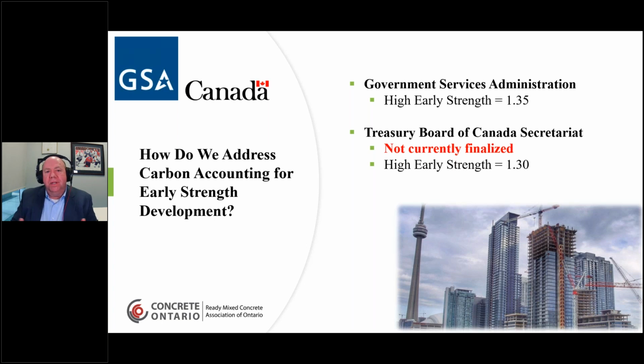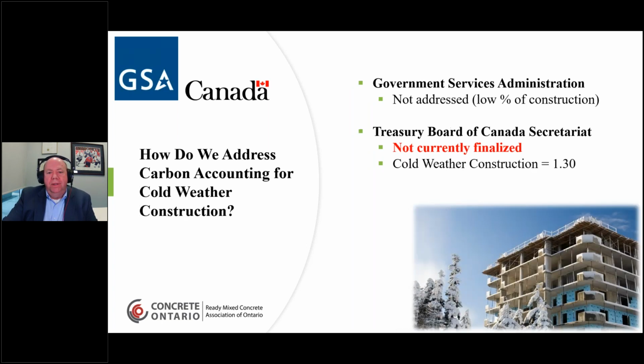As it currently sits, our understanding is the target will be 1.3. So less than what the US allows, but it's a lot. What we're doing here is recognizing that early strength development is going to be a higher impact material. It's required for schedule. There are other reasons why you need that early strength. So we're going to up the benchmark amount to allow for that.